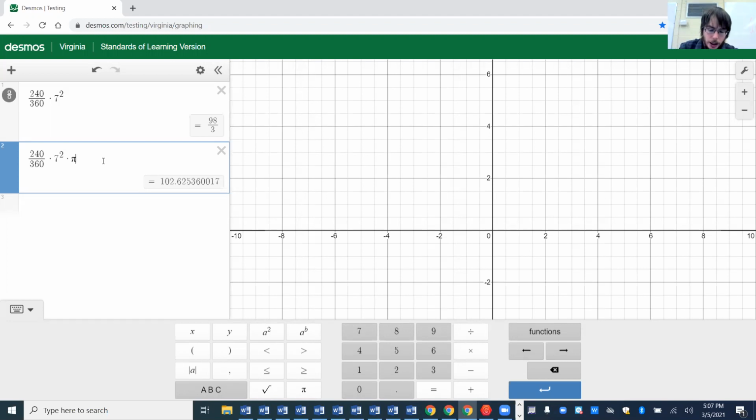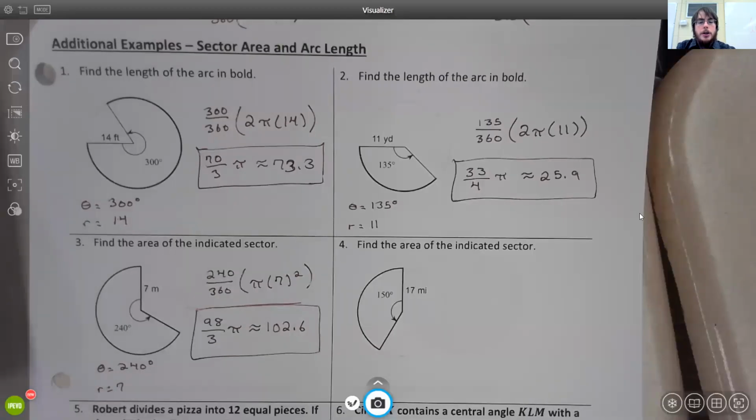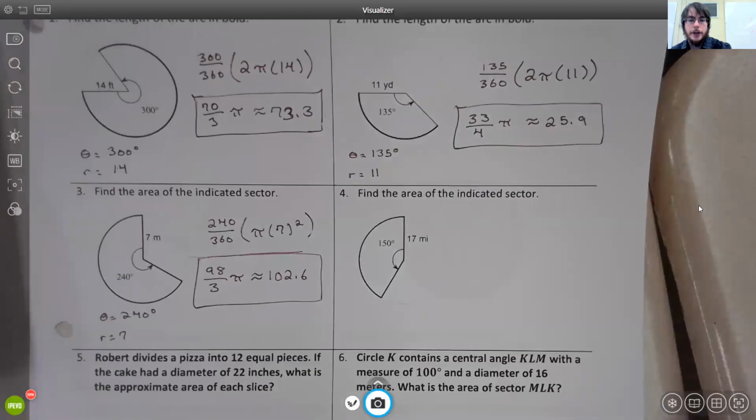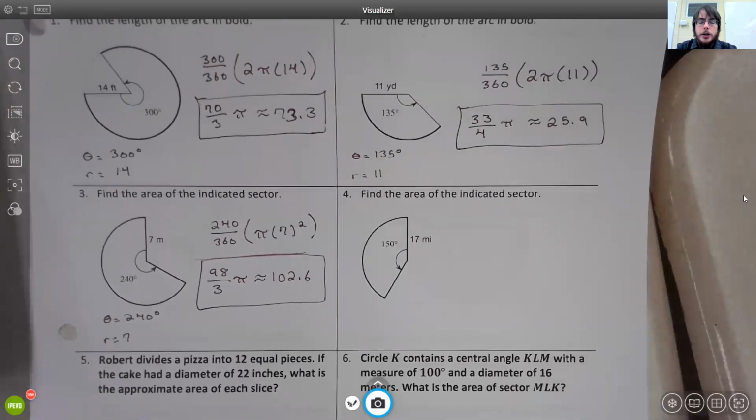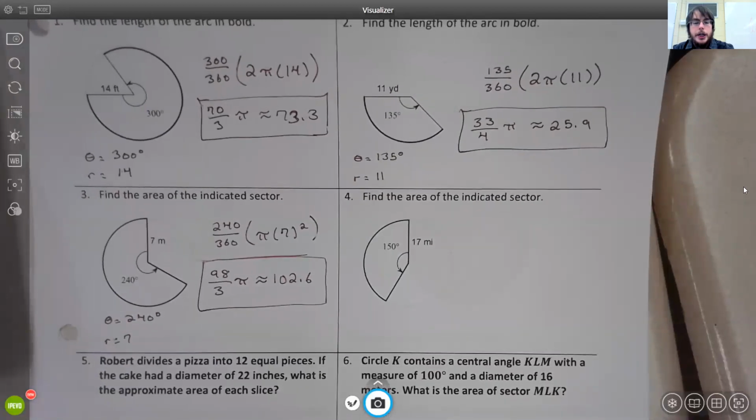Okay. So what I want you to do, I want you to try number 4. I want you to find the area of the indicated sector. So pause the video, try to find it, and then check back with your answer.